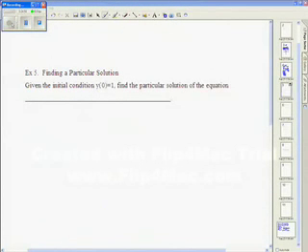Particular solutions. Finding particular solutions. Okay. Given the initial condition y of 0 equals 1, find the particular solution of the equation.